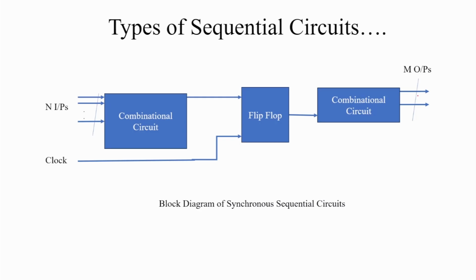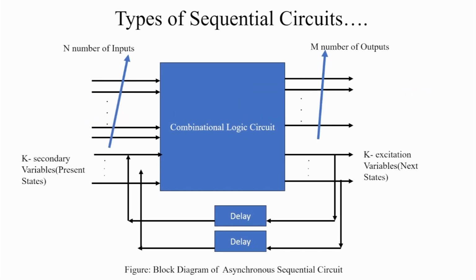The operation of a synchronous sequential circuit is determined by the clock pulse as well as some other inputs, but it mainly depends on the clock. When the clock pulse is high, only then the circuit behaves, otherwise not. But in the case of asynchronous, this is the block diagram of an asynchronous sequential circuit.